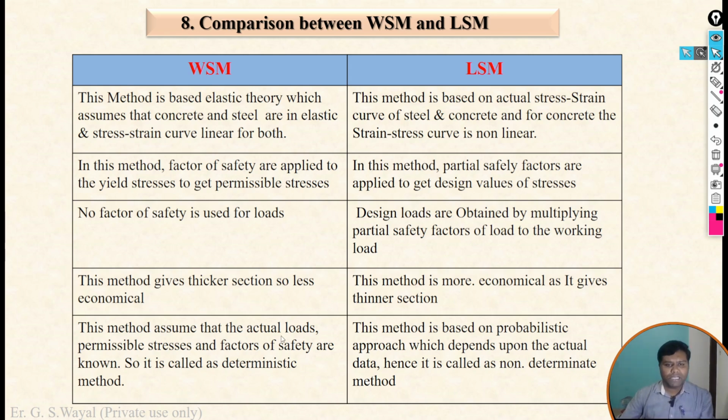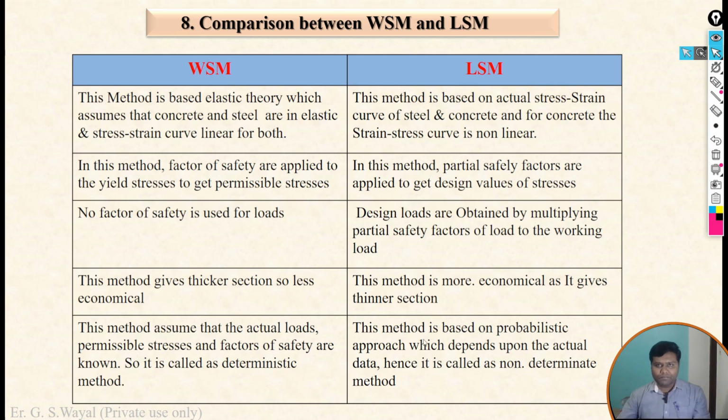The working stress method assumes that the actual loads, permissible stress, and factor of safety are known, so it is called a deterministic method. Whatever actual load is coming on the structure, we know it, the permissible stress is also known, and the factor of safety is also known in the working stress method. That is why we say that it is a deterministic method.